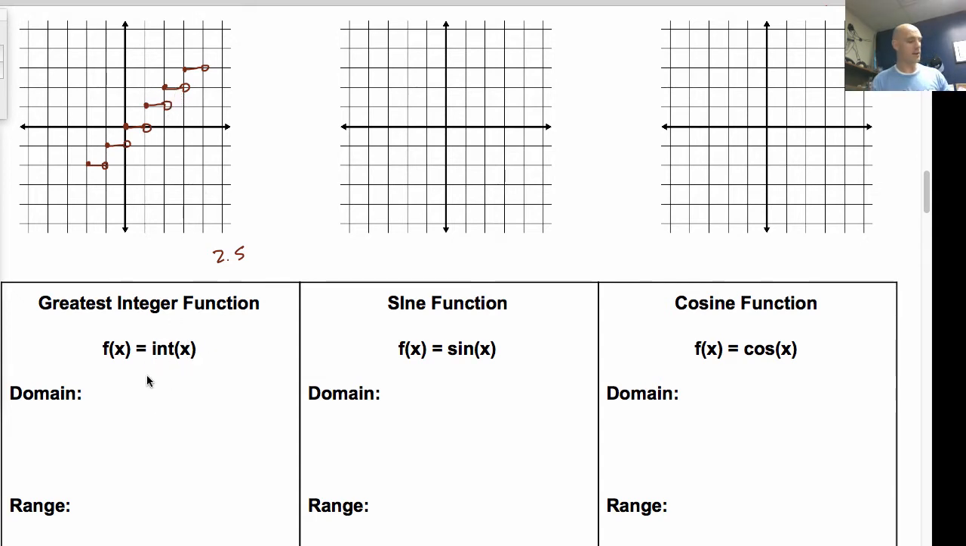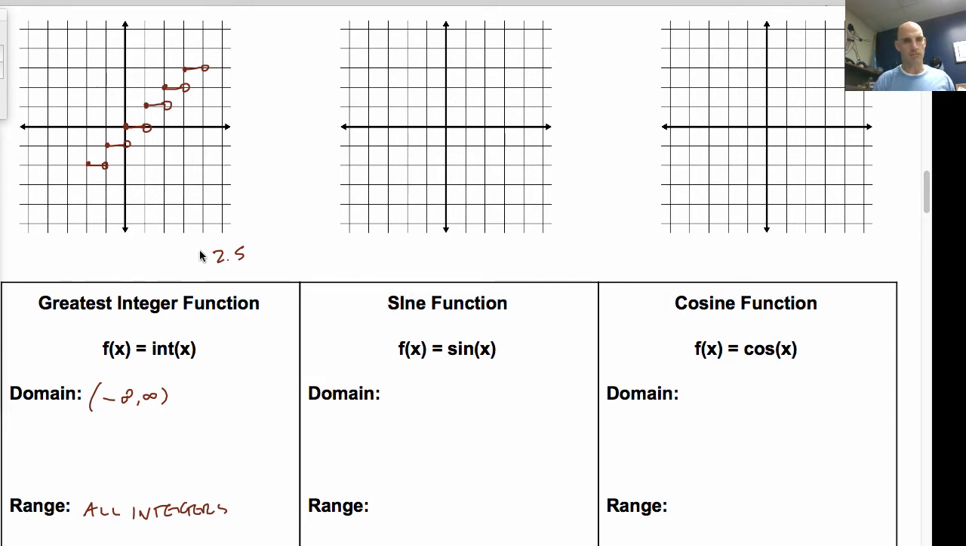And so my domain is actually all real numbers, so it's negative infinity to infinity. And my range is all integers. It's not all real numbers because I can't have a range value of 1.5. My range is 0, 1, 2, 3, 4, 5, 6. So it's all the integers. That's a silly one, okay? But it's the best example of jump discontinuity that we have, and it's one of those 12 basic functions that help us out.